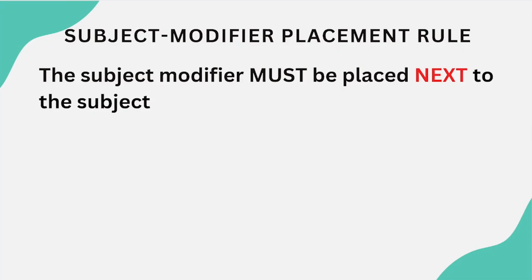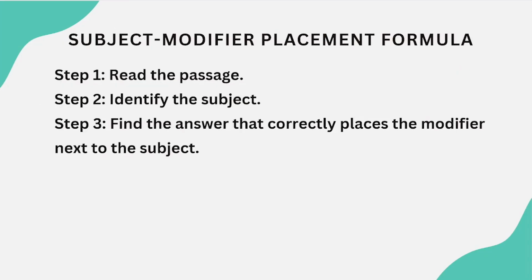Okay, here is the number one rule that will get you all of these questions right, but you need to know this. The subject modifier, so for example, on the last one, a Harvard doctor, must be placed next to the subject. How they get you on these is they don't place it next to the subject, and that's how you can find out which one's right every single time. So we'll go over this one, we'll try one out, and we'll build a formula here.